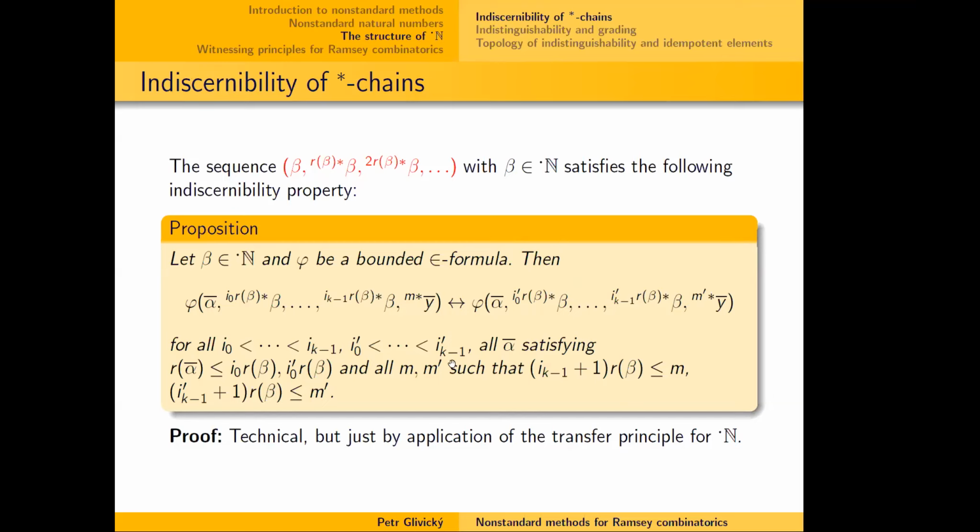And whenever the two subsequences are increasing and the alphas are such that the rank of them is at most the lowest number of stars applied on both sides, and the number of stars applied to the parameters y is higher than the highest number of stars applied, actually one more step of rank beta higher. These are these two inequalities. Then the two formulas are equivalent. So the proof is technical, but it's only an application of the transfer principle.